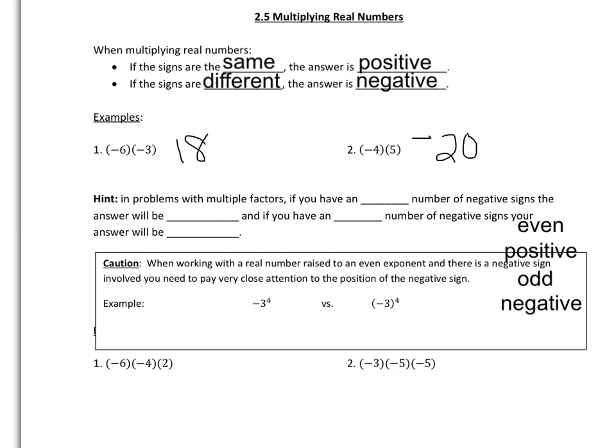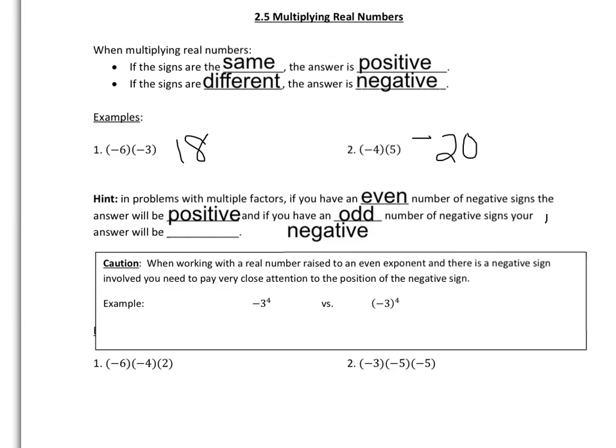Okay. Now, a little hint that can help you out, guys, when you're doing problems, because not all problems are going to be as simple as just two numbers being multiplied together. If you have multiple factors, if you have an even number of negative signs, the answer will be positive. So if you have 6 negative signs or 2 or 4 negative signs, the answer will be positive. And if you have an odd number of negative signs, your answer will be negative. So if you have, say, 5 negative signs, your answer will be negative.